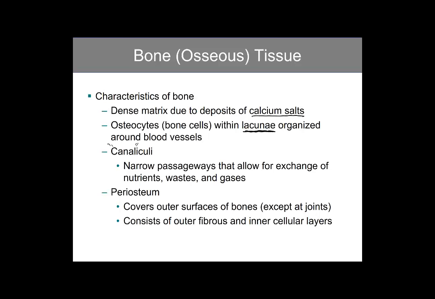Bone is covered on the outside by a membrane called the periosteum. And we find this covering all surfaces of bones except for the joints. And remember, the periosteum consists of an outer fibrous layer and an inner cellular layer.